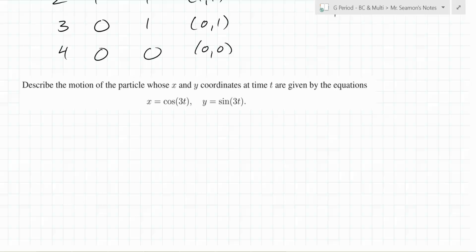But how much faster does this one go? What time does it go all the way around? It started here and went all the way around, right? And it got back in 2 pi. How long does it take for this one to go all the way around? 2 pi over 3. It's 3 times faster. So it's on the same track. It's going 3 times faster. Does that kind of make sense?